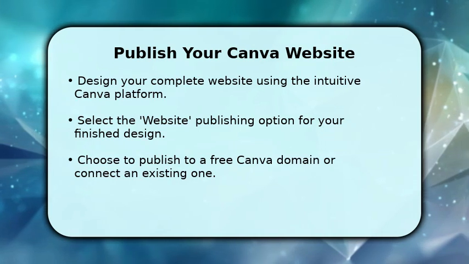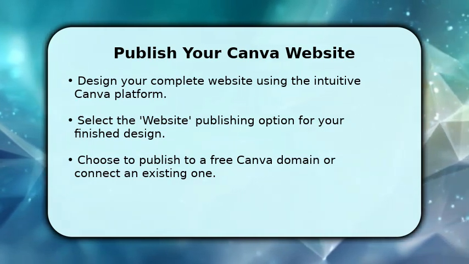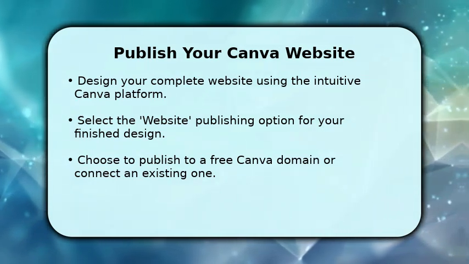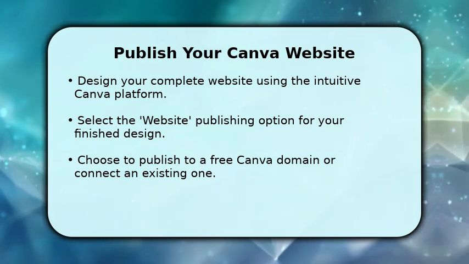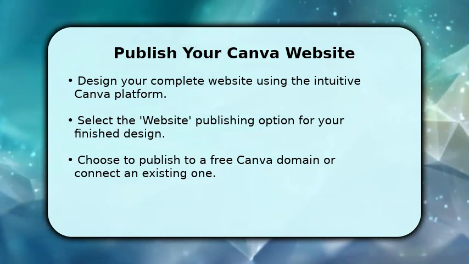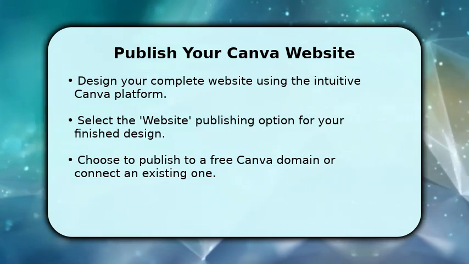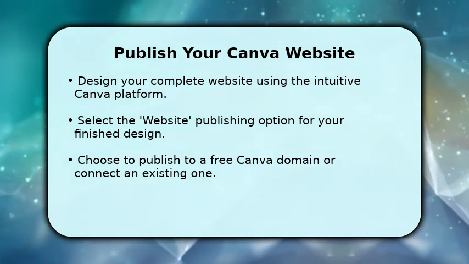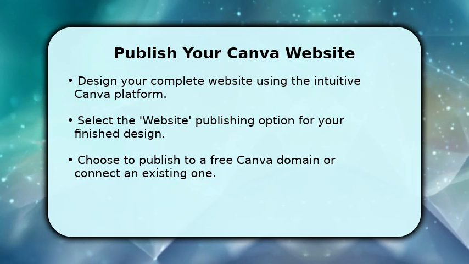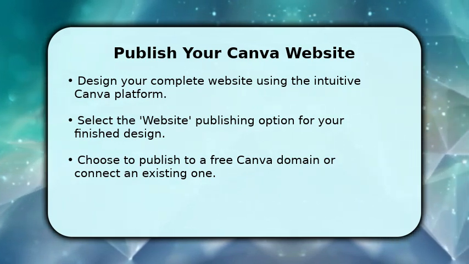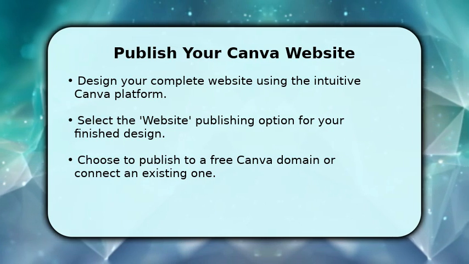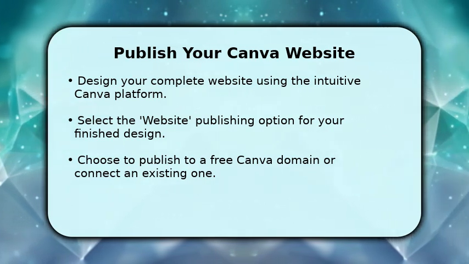First, ensure your website design is fully complete within Canva. Once ready, navigate to the Share button and select the website option. Canva offers several ways to publish. You can use a free Canva subdomain, or, if you've already connected a domain within Canva, select that. This step generates the live version of your site that we will then link to your Hostinger-managed custom domain.